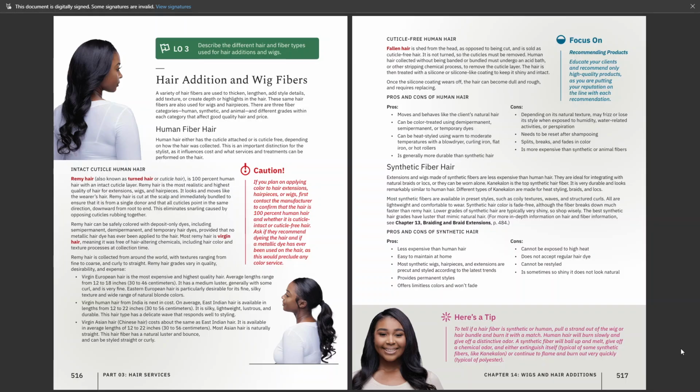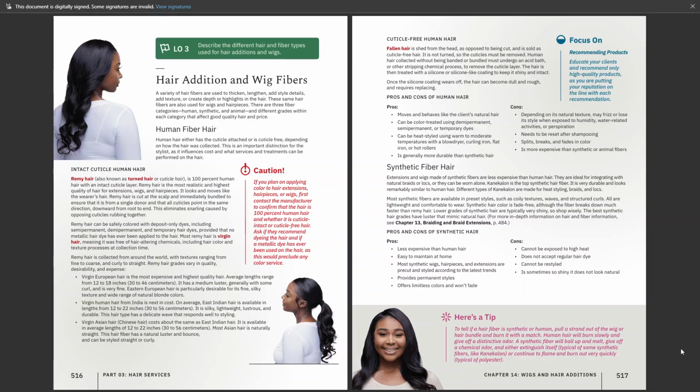There are 3 fiber categories: human, synthetic, and animal, and different grades within each category that affect good quality hair and price. Human fiber hair. Human hair either has the cuticle attached or is cuticle free, depending on how the hair was collected. This is an important distinction for the stylist, as it influences cost and what services and treatments can be performed on the hair.